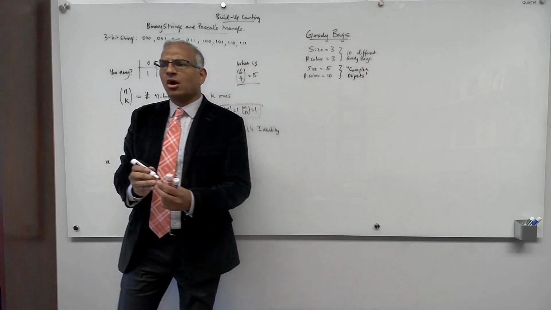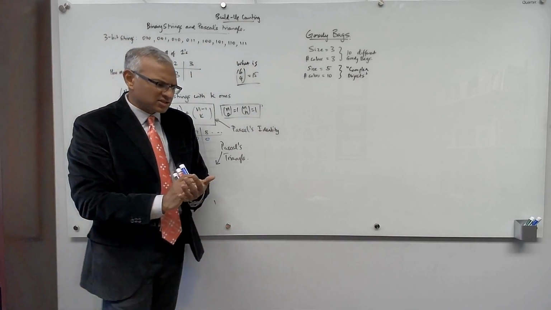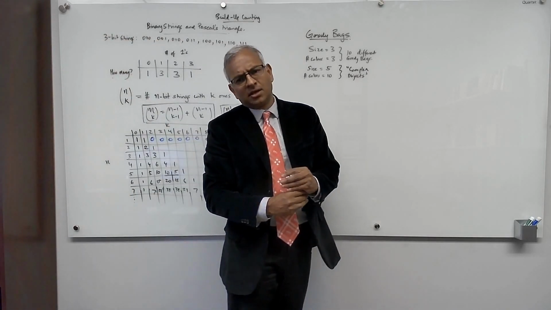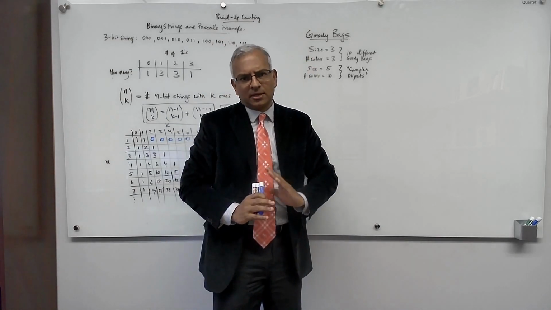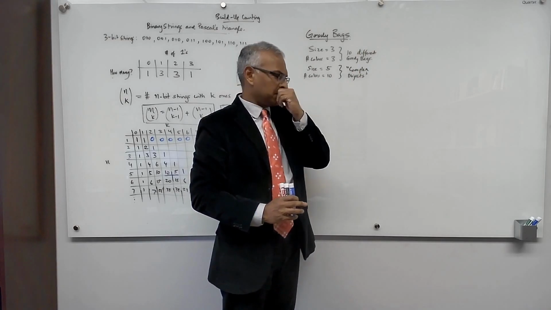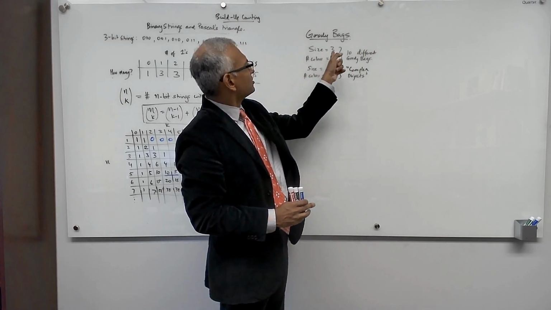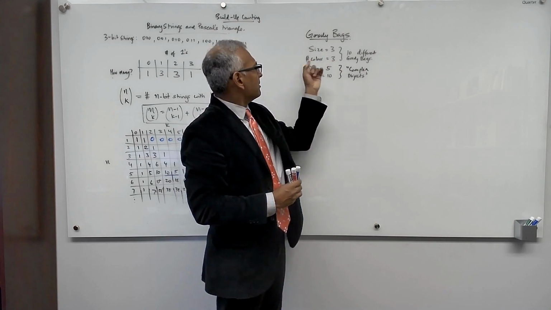And we're asking you to count complex objects. And whenever you face this problem of counting complex objects, and it looks daunting, think about build-up counting. Think about starting small, and building up to the big guy. So we already started small. We counted size 3, and number of colors 3.